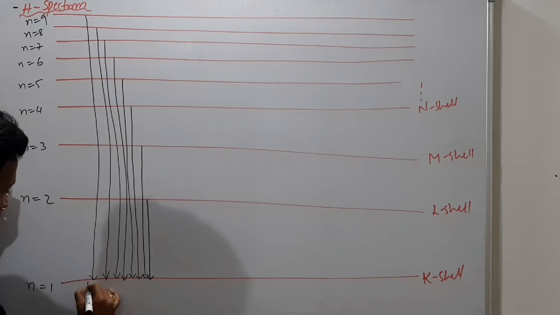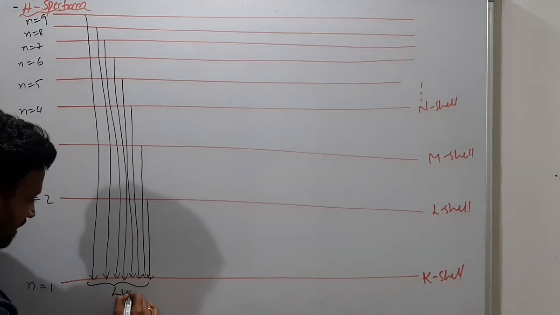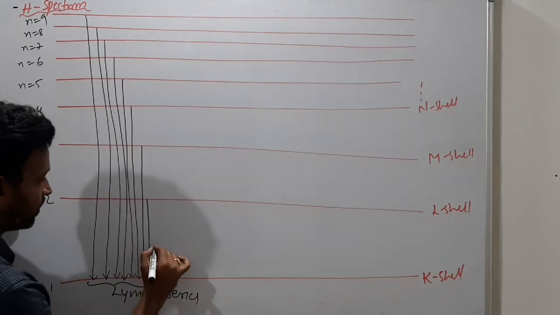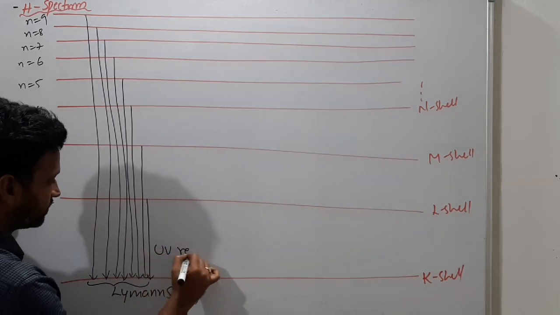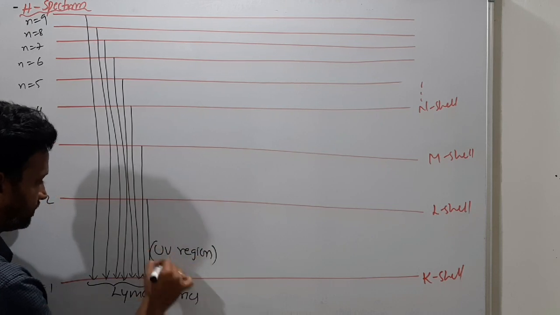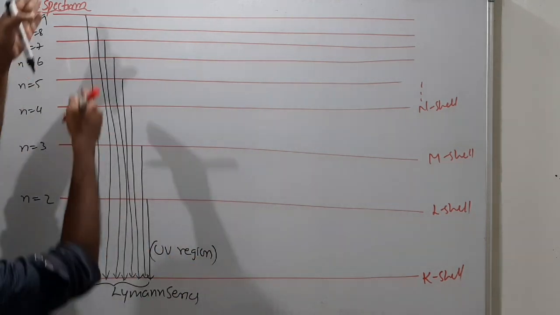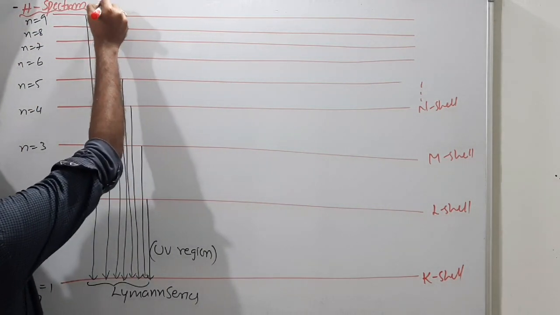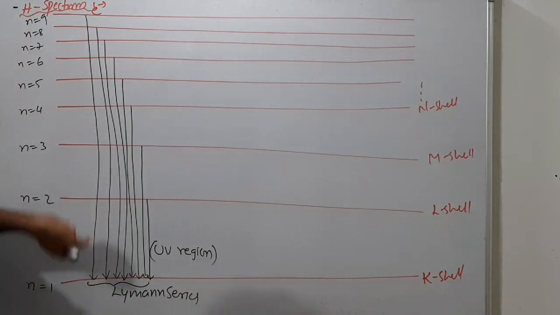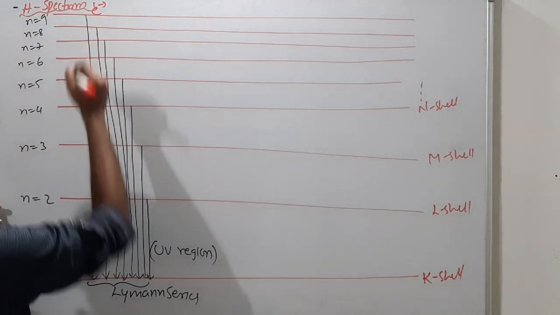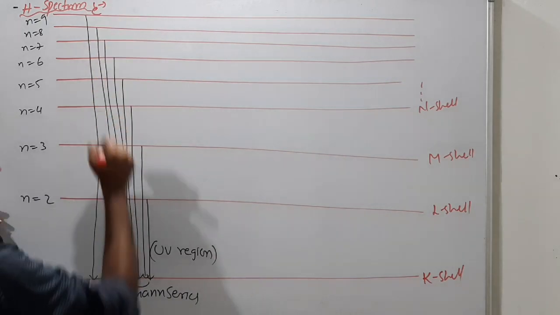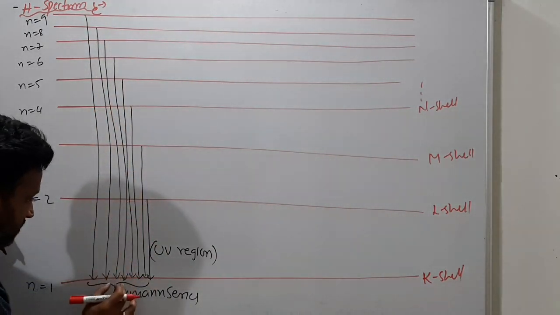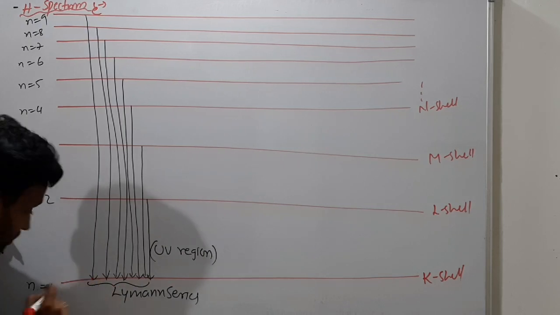This all comes under what series now? Lyman series now. Lyman series observed in what region? UV region. So what actually you have to draw? As electron jumping from higher level to first level. See, don't draw like that, 9 to 1, 9 to 2, 9 to 3. Don't draw like that. Okay, Lyman series means all these lines must end in first level.